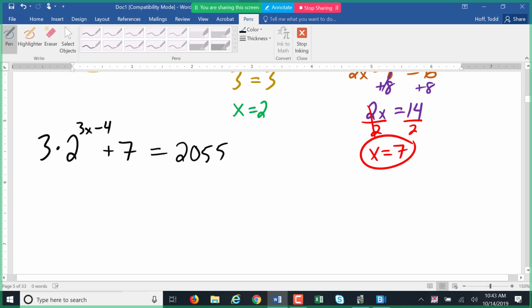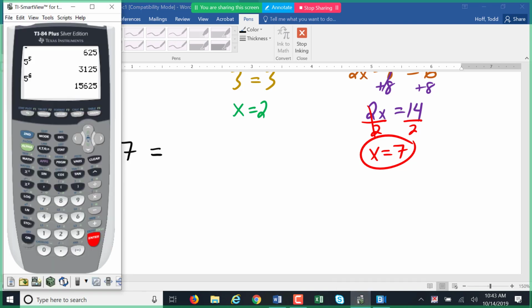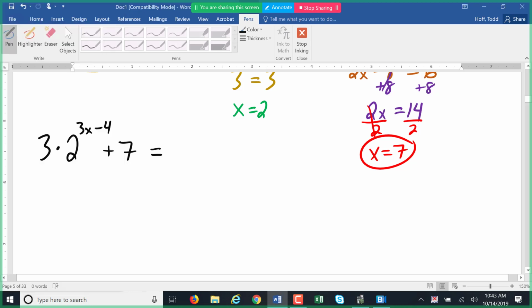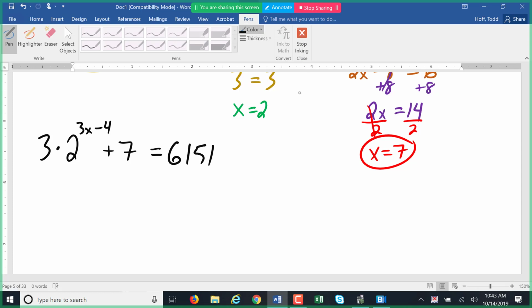So we might have something like this. This is about as ugly as it can get. 3 times 2 to the power of 3x minus 4, plus 7 equals 2,055. Actually, let me adjust that a little bit. So it should be 6,151 is what it equals. So now let's go ahead and solve this.